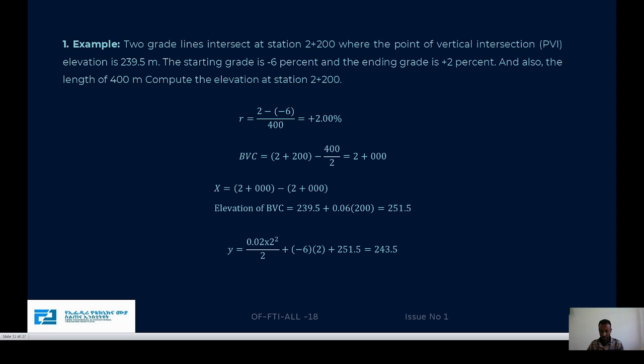That gives 251.5. So this is a sag curve, and the beginning of the vertical curve elevation is greater than the vertical intersection elevation. The elevation is y = 0.02 × 2² / 2 + (−6)(2) + 251.5, at station 2+200.